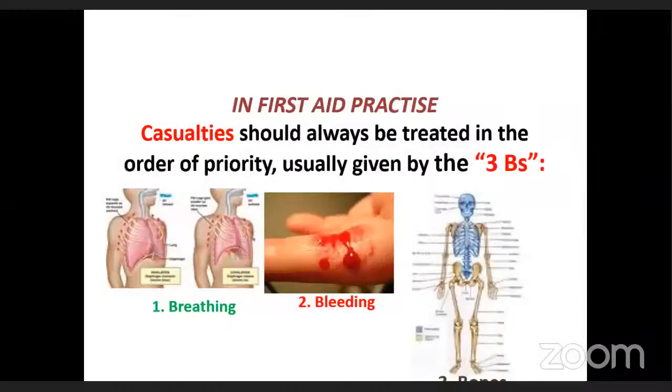Second one is to listen. Third one is to feel. You feel their breath against your cheek for 10 seconds. You put your cheek by the mouth and the nose to feel the breathing. So it's very, very important.